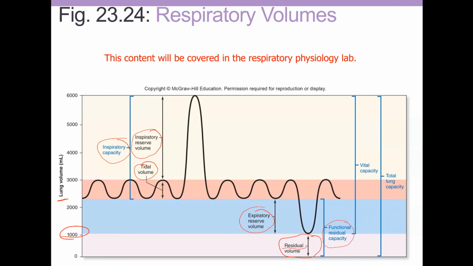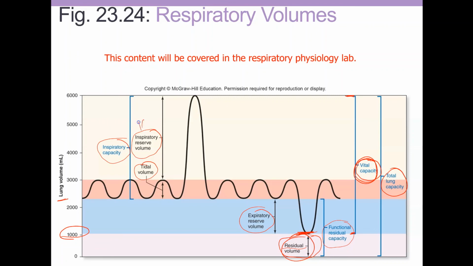And your book has better definitions of this. Your vital capacity, look where it is, all the way as high as you go, so as much air as you can bring in, all the way down to as much air as you can push out. That's your vital capacity. And total lung capacity would be absolutely everything, including that residual volume. So you can do a lot of math here, and you've got a chart in your book to explain these.